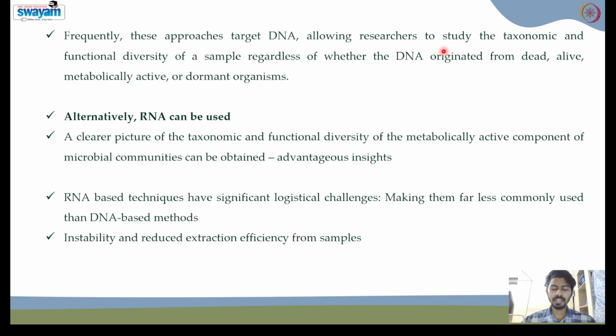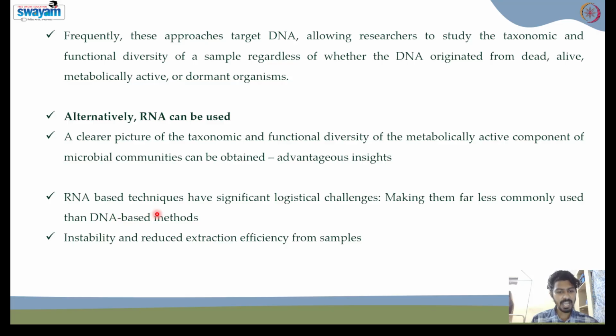So earlier they used to target only DNA sequences. They target the DNA sequence, and the researcher will try to study their taxonomic as well as metabolic function. But now, instead of only DNA, they are also using RNA as a template and trying to study the genes which are metabolically active. So by analyzing the RNA, scientists are now trying to understand both taxonomic and functional diversity in more detail.